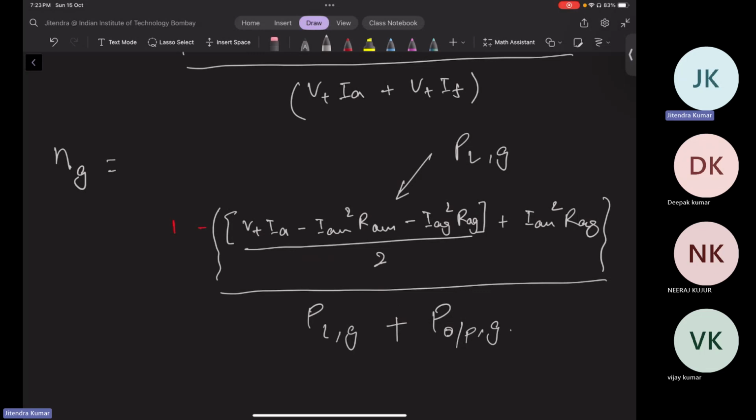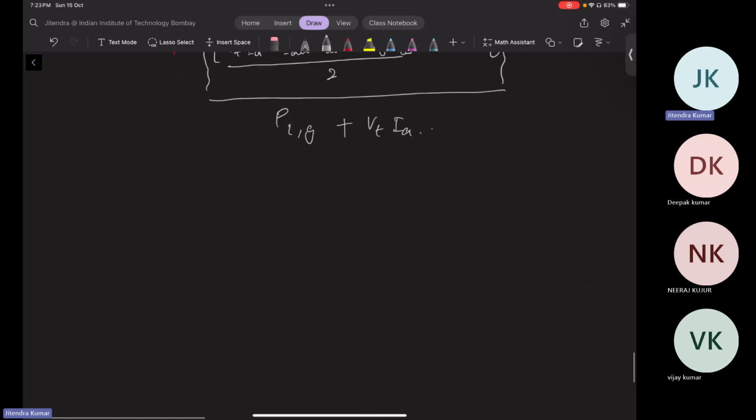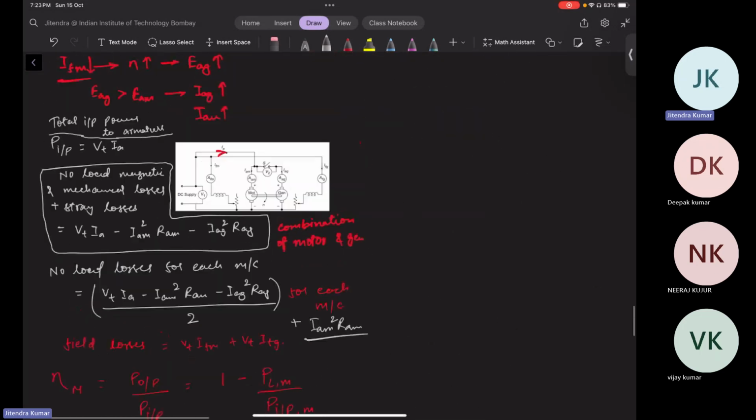Okay. So output of the generator is what? VT into IA, right? Yeah. Any doubt in this expression? We will solve one problem, and I hope that will clear all the confusion.